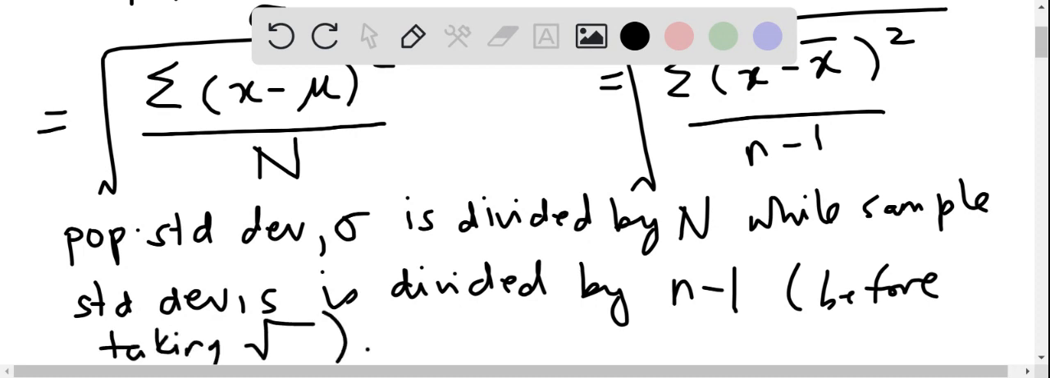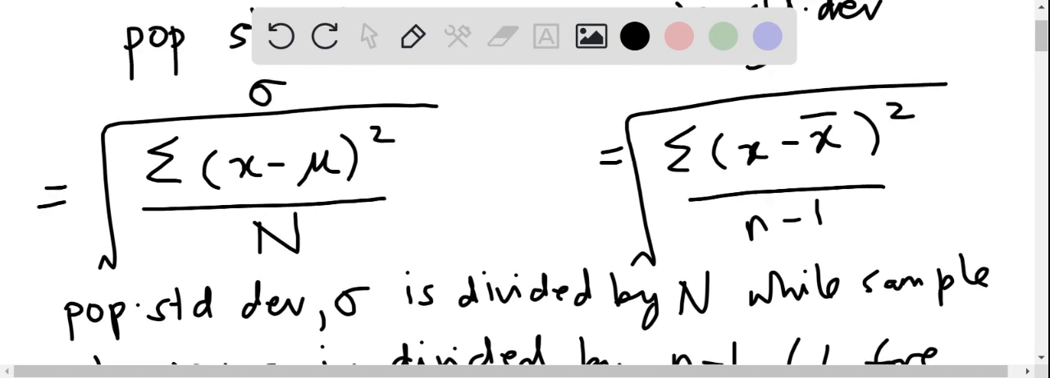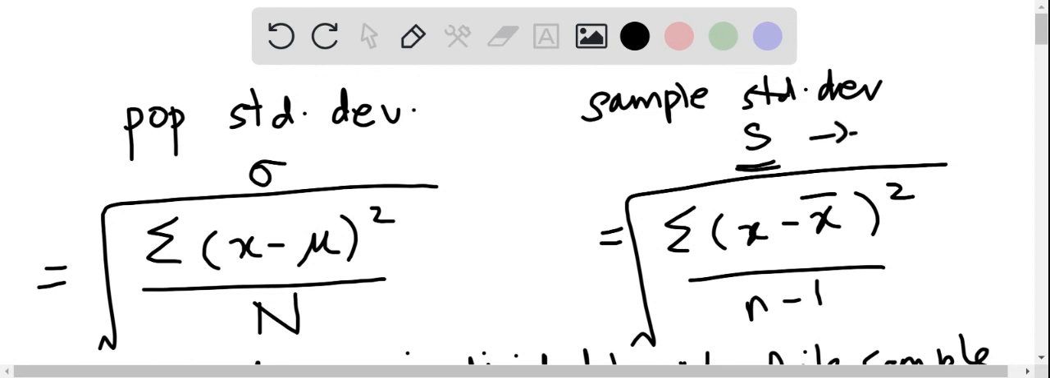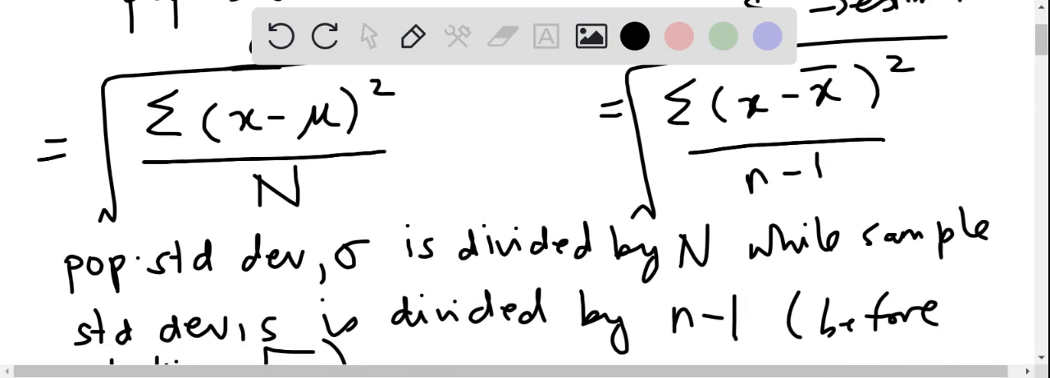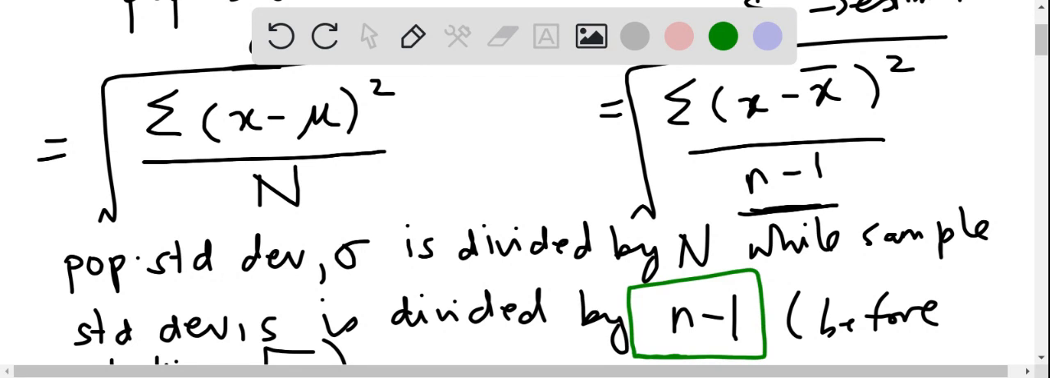And the reason for this is because the sample standard deviation is basically an estimator of the population standard deviation, and so that's why it's divided by n minus 1, because it doesn't have all of the values of the population. It's only a sample. So basically, the main difference is that it's divided by n minus 1 before taking the square root.